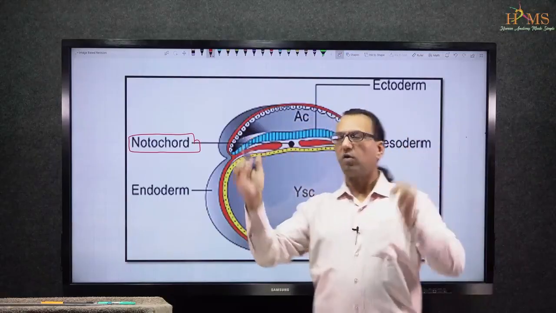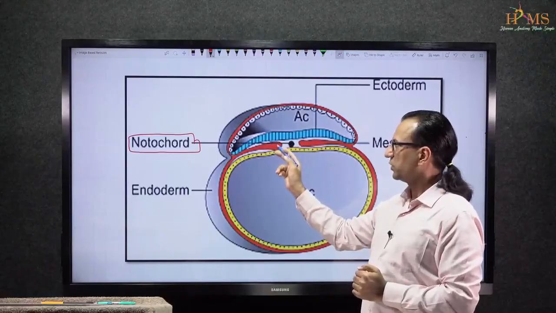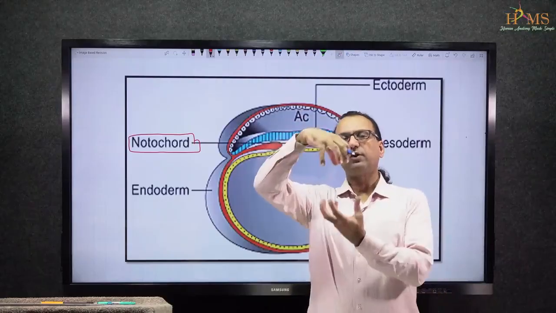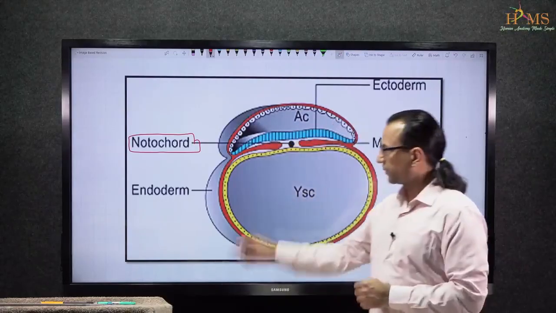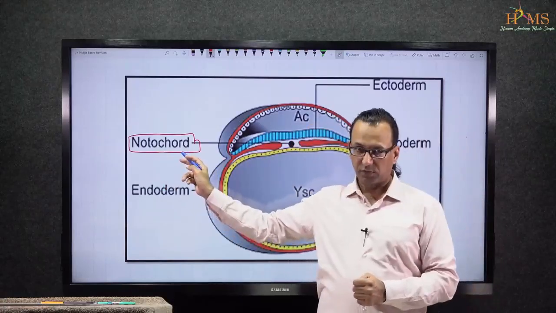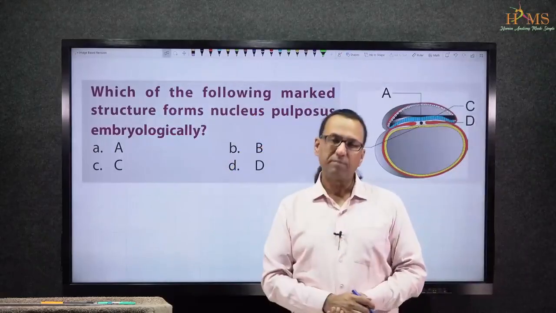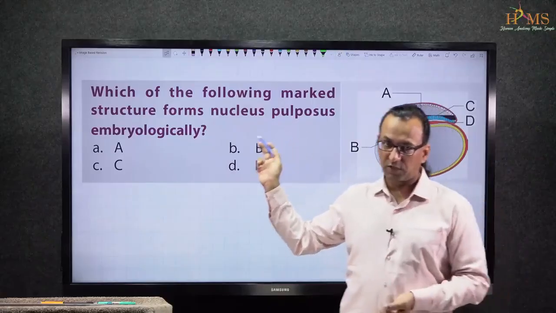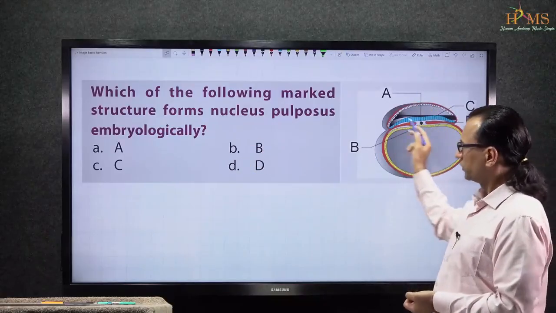Half of the vertebra develops on the right side, half on the left side, from the paraxial mesoderm or the somite or the sclerotome. Between the vertebrae you have the intervertebral disc and there is a nucleus pulposus. That nucleus pulposus is a remnant of the notochord, the axial mesoderm. So that is our focus of interest here. As we come back to our question, it was asking about the nucleus pulposus, and we know it is the notochord. So marker A should be our answer.